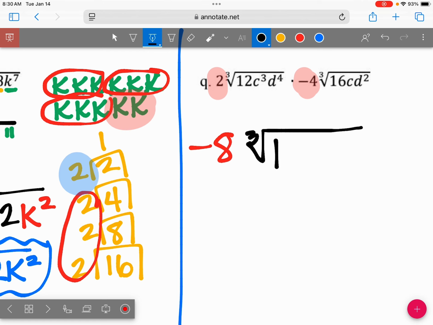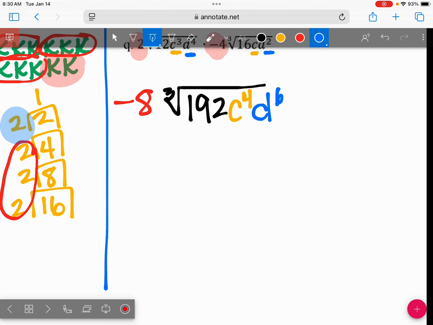Okay, good. Now we're adding together. I have C to the 3 and C to the 1st. So all together I have 4. I have D to the 4th and D to the 2nd. All together I have 6. So this is going to be a tall cake. Off to the side, I want you to build your cake with that 192. Divide it by 2 until you can't anymore, and then switch to 3.